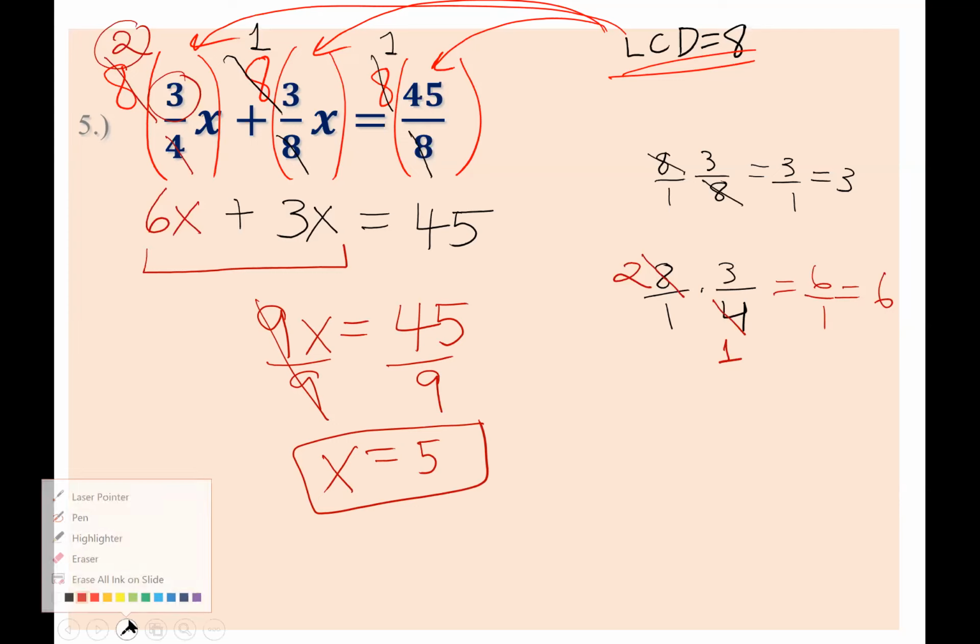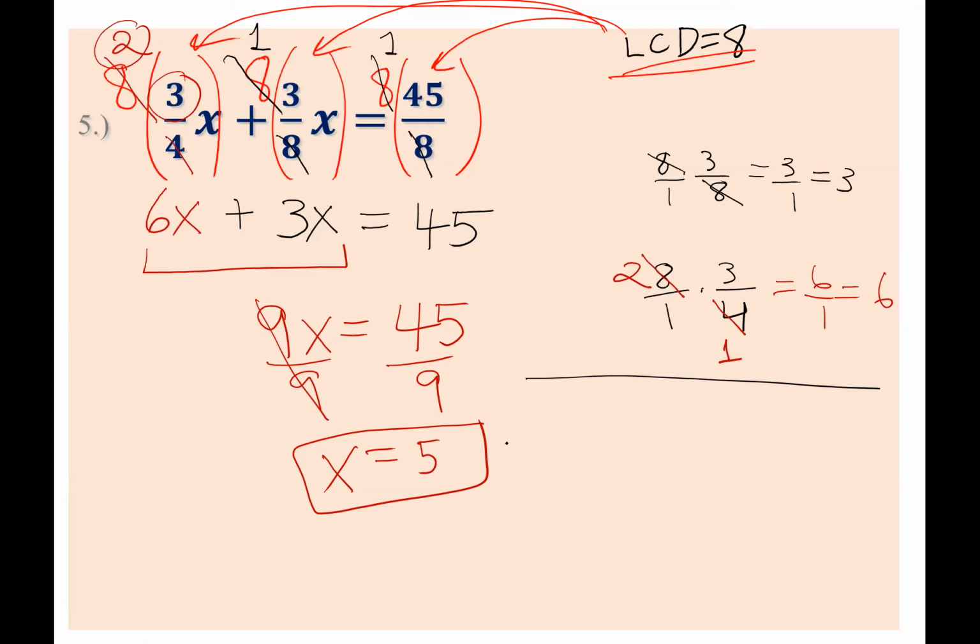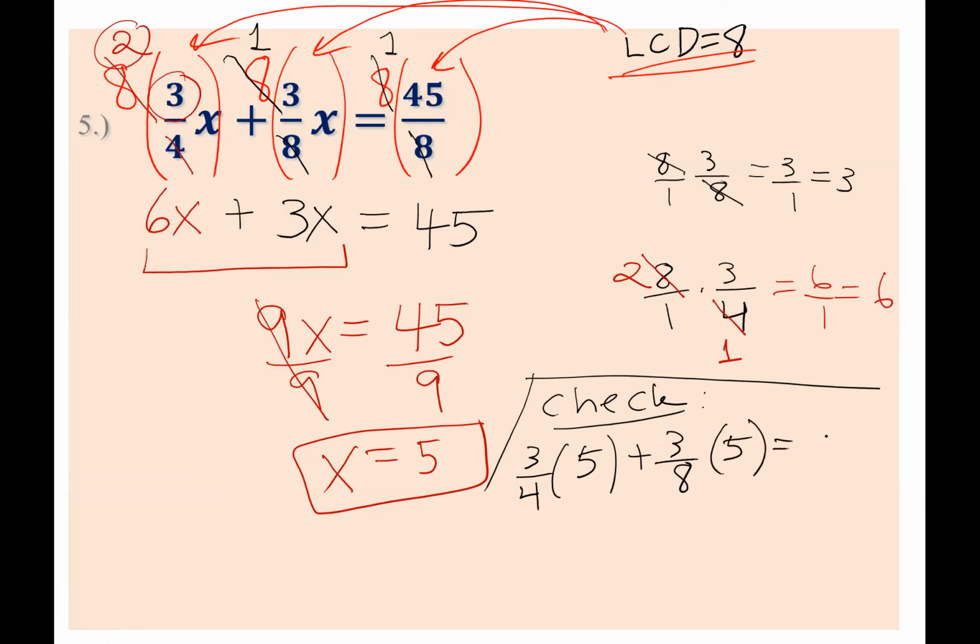Okay, let's now finish up by checking our answer. We're going to check by plugging in 5 for x. So here's our check. 3/4 times 5 plus 3/8 times 5 equals 45/8. That's what we're checking to see if this is true or not. So with each of the 5's, I'll put it over 1. 3/4 times 5 over 1, that's 15 over 4, plus 3/8 times 5 over 1, that's 15 over 8, equals 45/8.